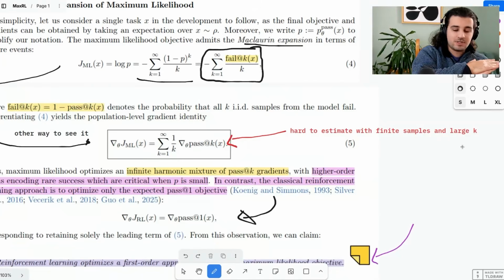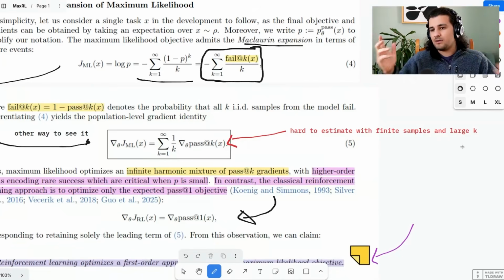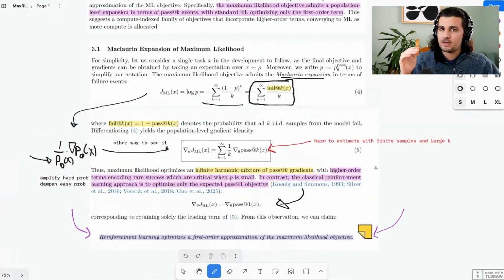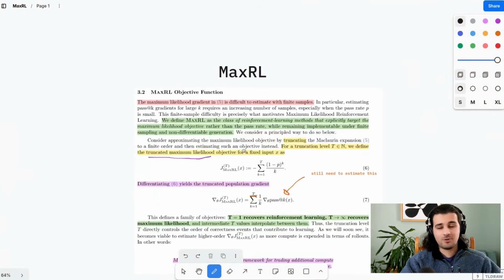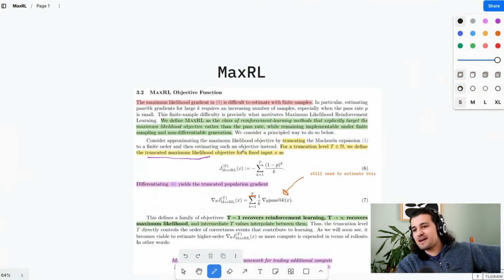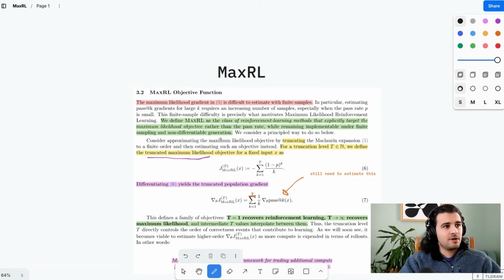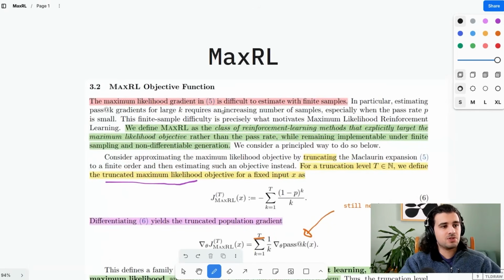So like everything, we're going to go from the theory now to empirical results that are good enough, and then you could increase your accuracy of being close to that with more compute budget. So this is where we're going to go. We're not even at MaxRL right now. This was maximum likelihood. Now we're going to try to take this and put it into an empirical setting. So the maximum likelihood gradient that we just saw is difficult to estimate with a finite sample.